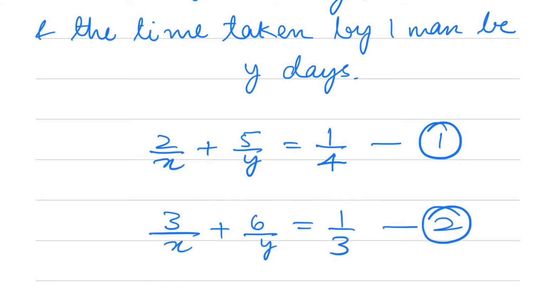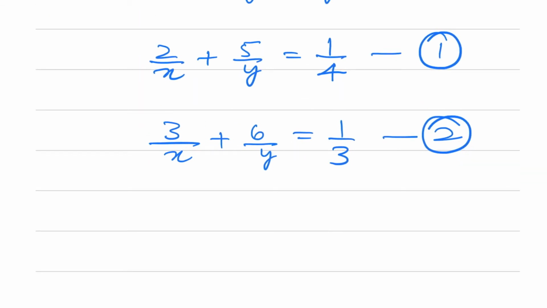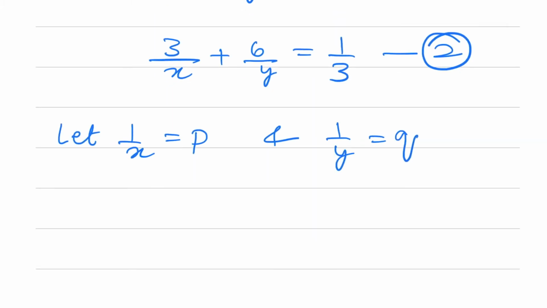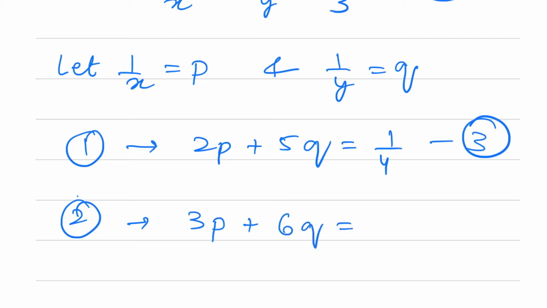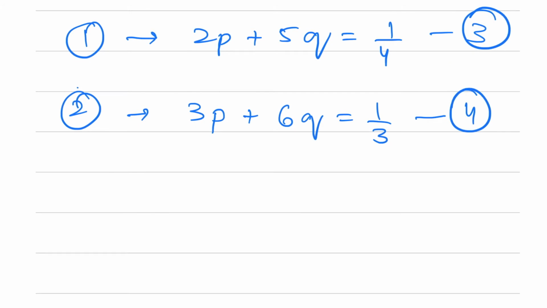So second equation. Now we have to reduce these equations to linear equation. Let 1 by x is equal to p and 1 by y is equal to q. So the first equation can be written as 2p plus 5q is equal to 1 by 4. So this is the third equation. And second equation we can write down as 3p plus 6q is equal to 1 by 3. Fourth equation.